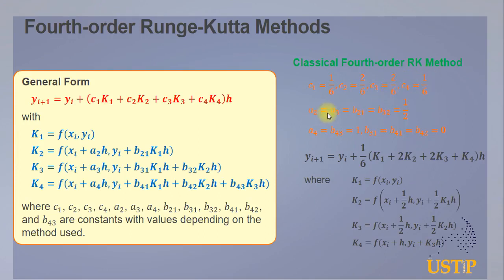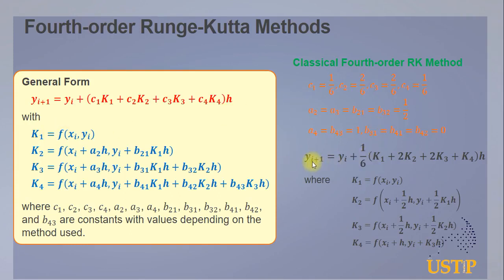And then A2, A3, B21, B32 are all equal to 1 half. And then A4 is equal to B43 which is equal to 1. B31, B41, and B42 are all equal to 0. And then same method, we will be just substituting the constants to the general form.